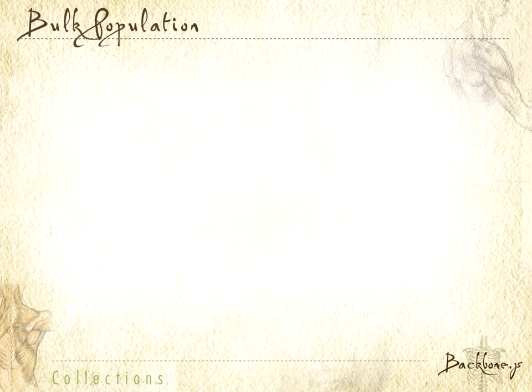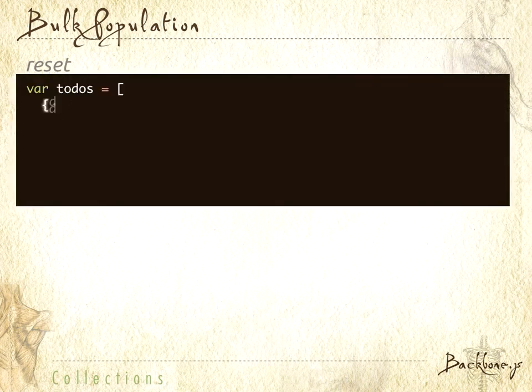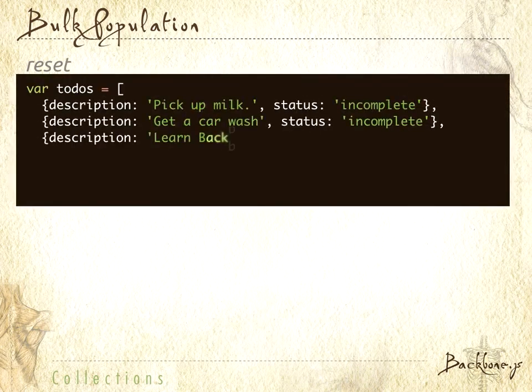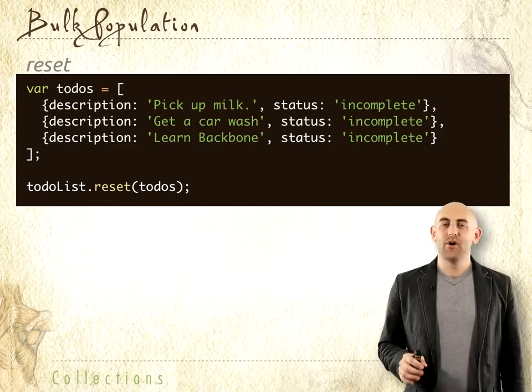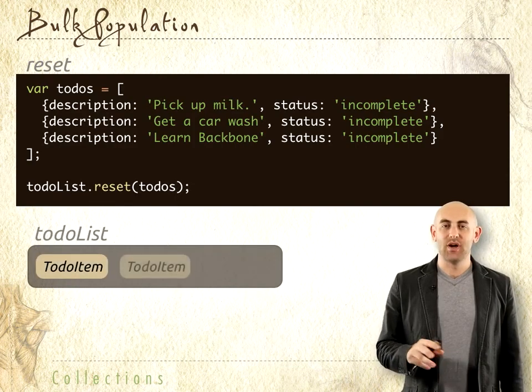But let's say we want to populate a collection with models in bulk. How do we do that? Well, collections have a reset function where all we have to do is pass in an array of objects, and each one of those objects will become a to-do item. Now our to-do list collection has 3 to-do items in it.